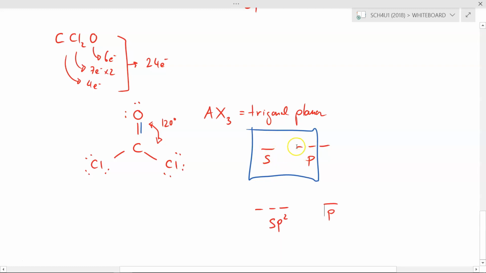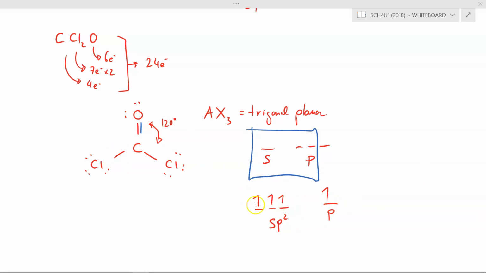Alright, so by hybridizing this, we make sp2 hybridized orbitals, 3 of them, and 1 p orbital will be left unhybridized. Carbon has 4 electrons, so 1, 2, 3, and 4. Let's see if this hybridization matches up with our Lewis diagram.